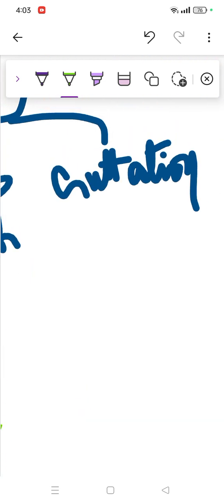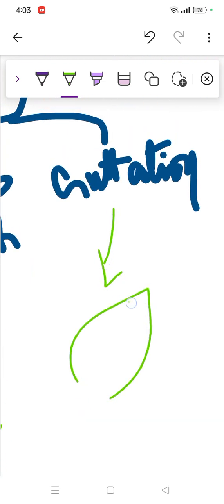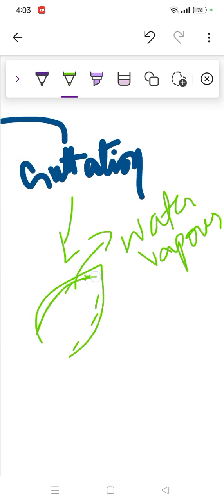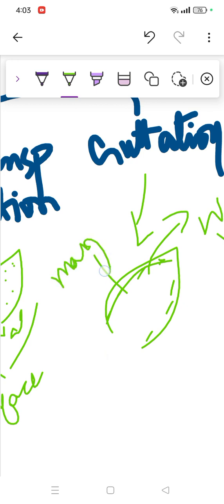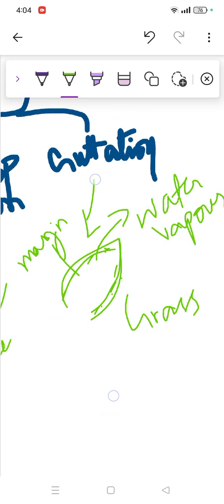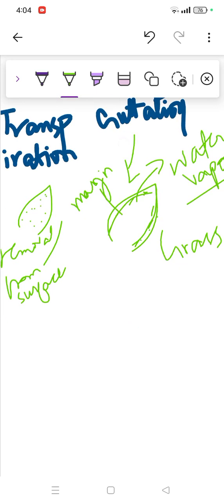Then comes our second part, guttation. On the tip of the leaf we have a few structures for the removal of water, in the form of water vapor, from the tip or the ending. This ending is termed the margin, which is part of the leaf. On this ending we'll see water vapor. You might have seen it mostly on grass. When we wake up in the morning and see grass, there are water drops. Those water drops are nothing else but guttation. So this means they remove water in the form of water vapor on their leaf margin, on the tip. So I'm sure it's clear to you.